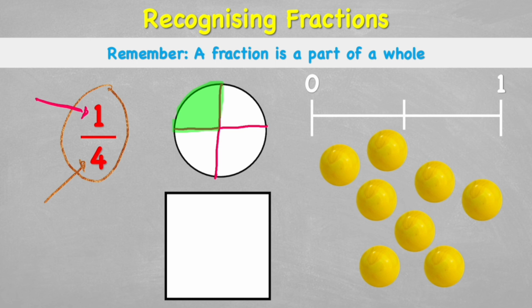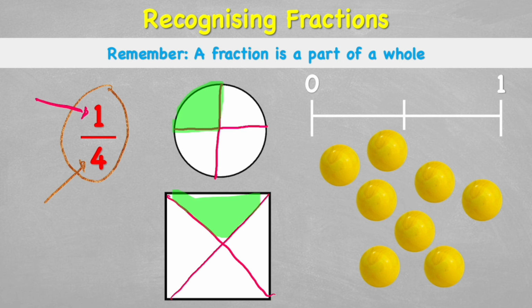And again, looking at my square, I could do this in a number of different ways. I could cut down the middle and then through the middle and give myself 1/4. Or I could go from the diagonal corners and give myself 1/4 like that. There's lots of different ways I could make this shape into quarters.